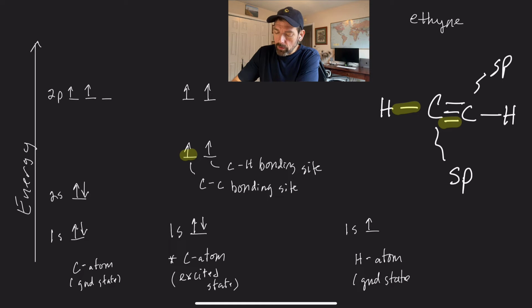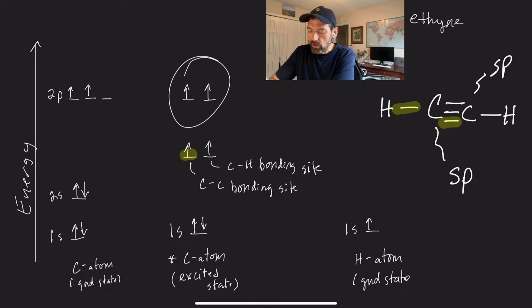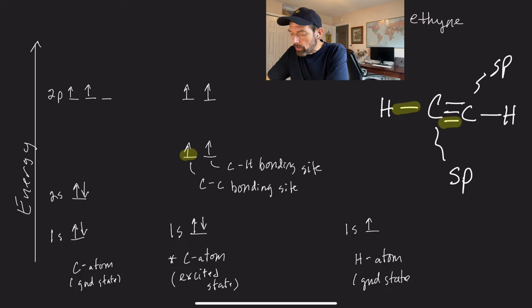So now the question is, what's up with these two empty spaces? Well, if you think about it, we have a space right here where there needs to be some bonding between carbon and carbon. And that space right there is available because remember, this is still the carbon atom.